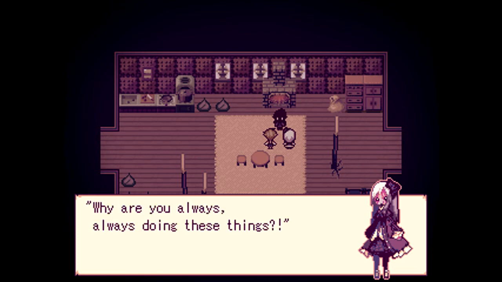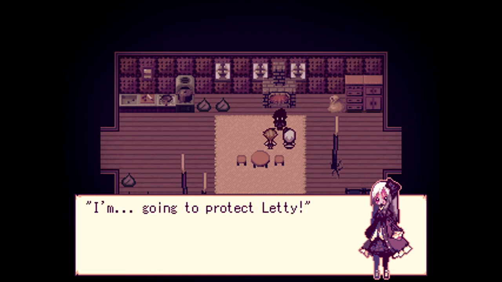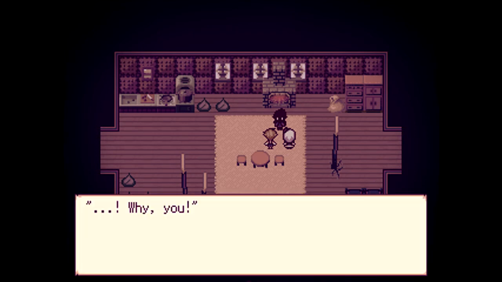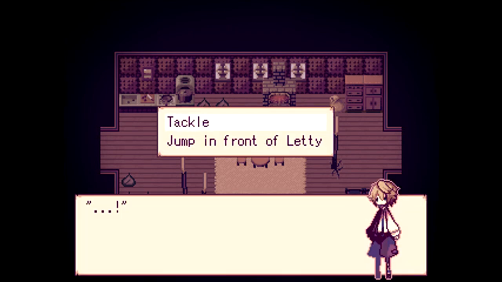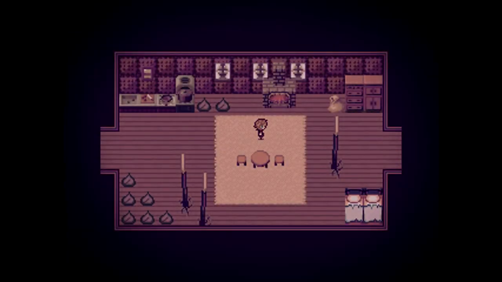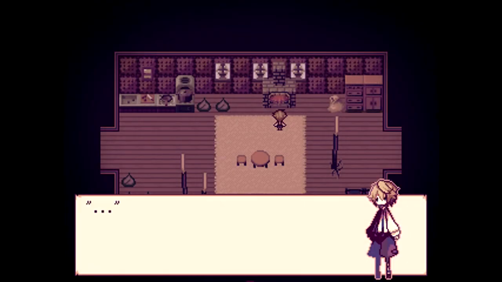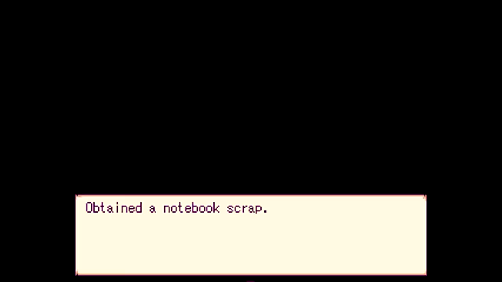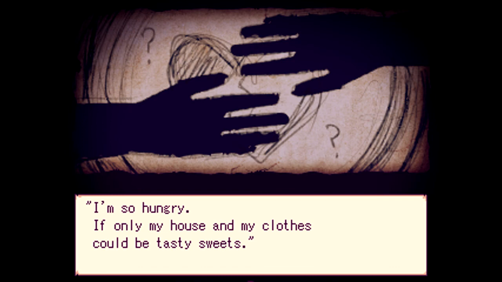Evil witch. Why are you always doing these things? I'm going to protect Letty. Why you... Tackle! Oh, did I just push her into the fire? Mother? I think I just pushed her mom into the fire.